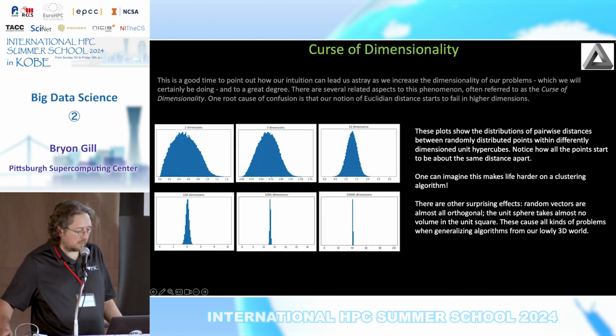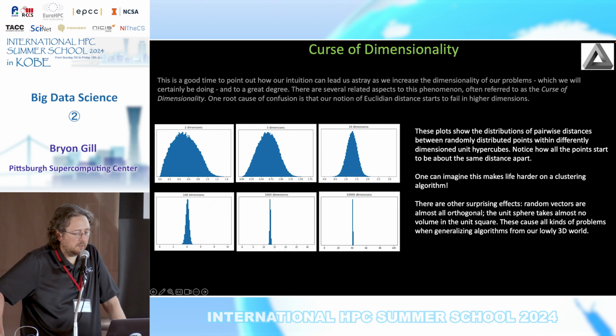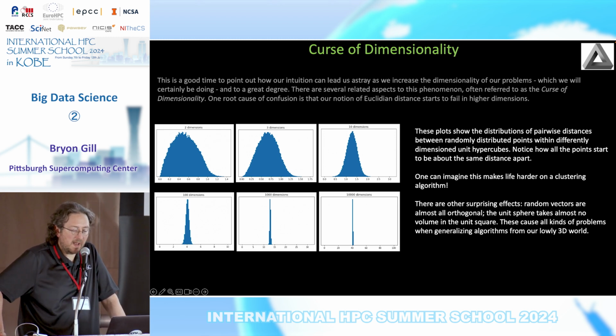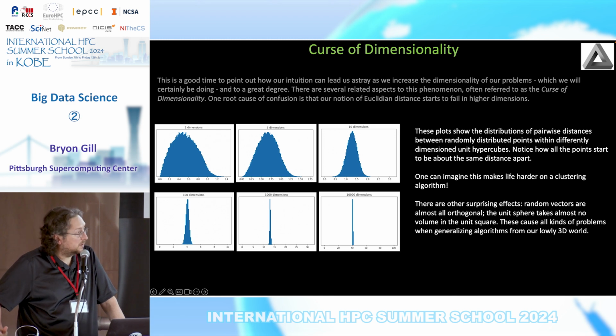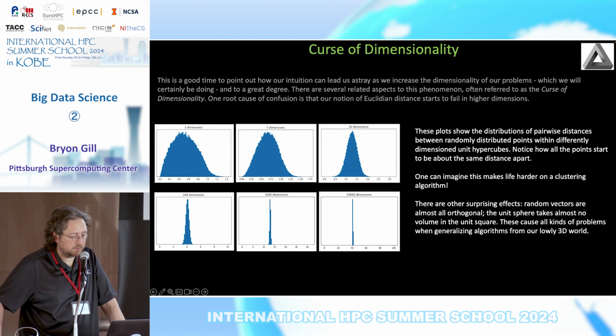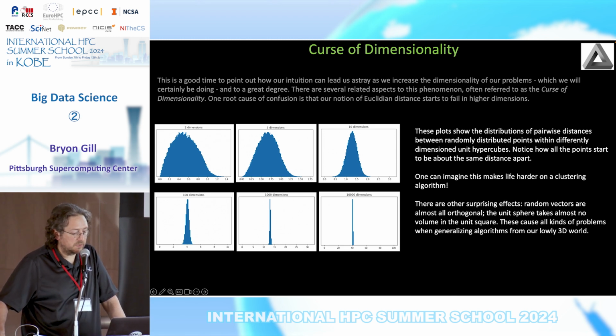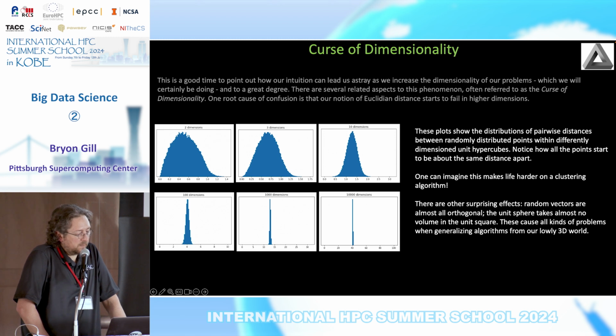And this is a good time to point out how our intuition can lead us astray. So in higher dimensions, there's more pathways for randomly distributed points to be close to each other, but also more directions for pairs of points to miss each other entirely, or vectors to never intersect. So this is called the curse of dimensionality.